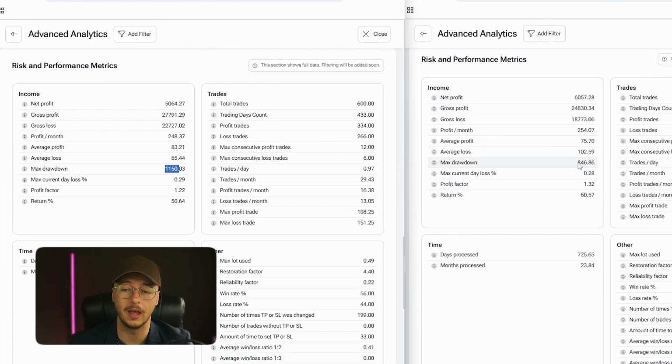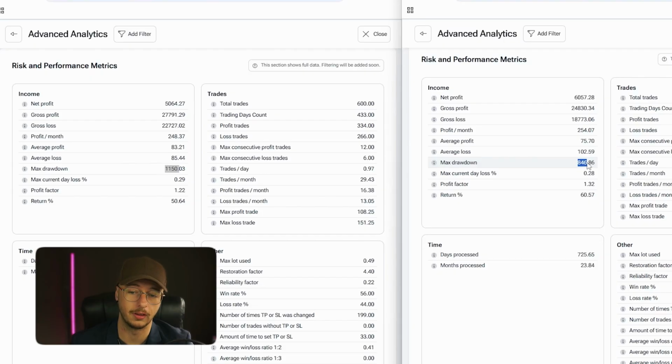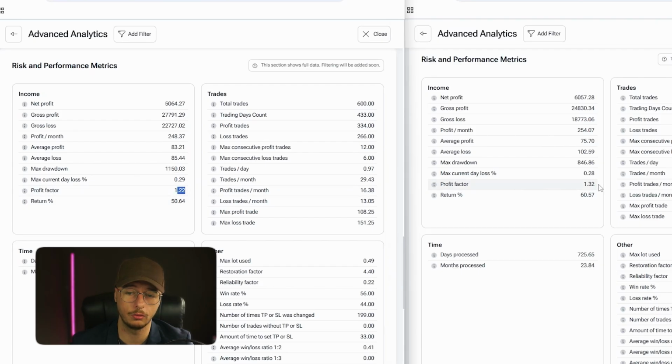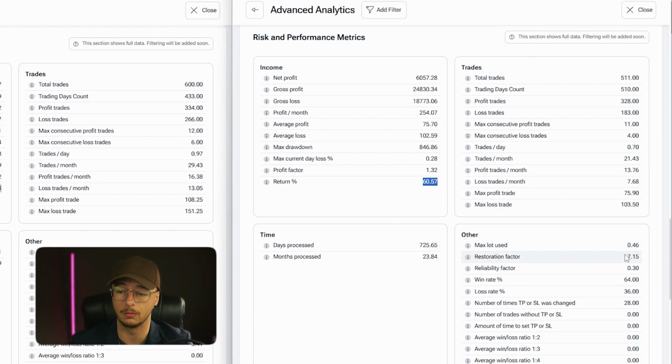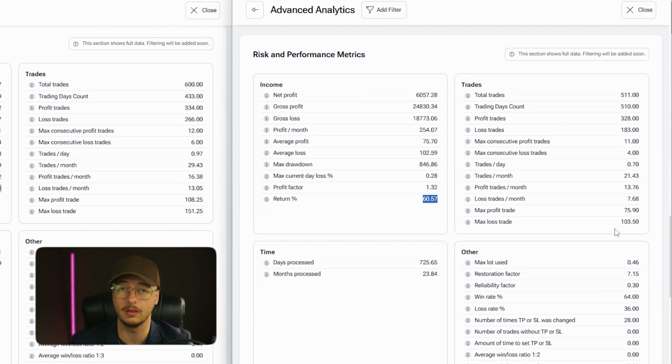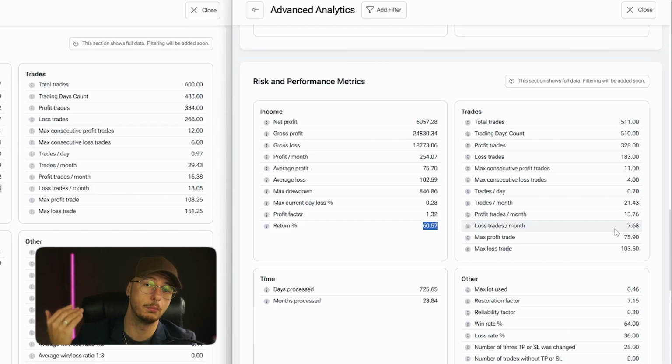1,100 to 846. So obviously I have reduced my drawdown. I improved the profit factor from 1.22 to 1.32, and my return went from 50% to a total of 60%. And as you can see, the restoration factor went from 4.4 to 7.15. What this means is that I recovered 7.15 times my max drawdown in total profit.